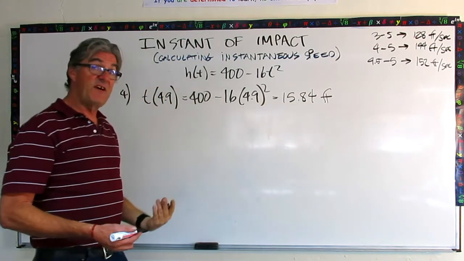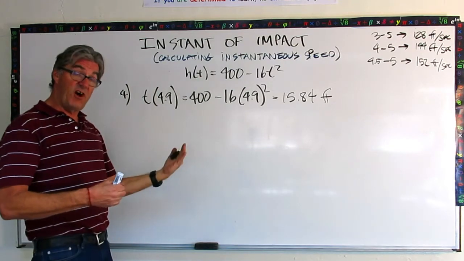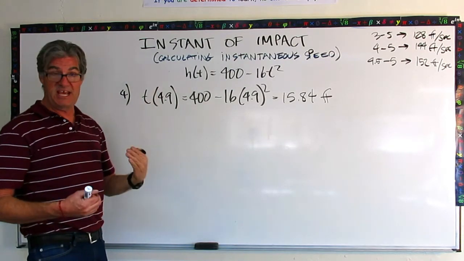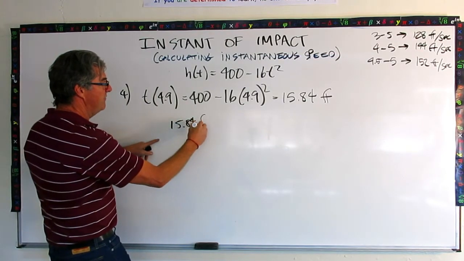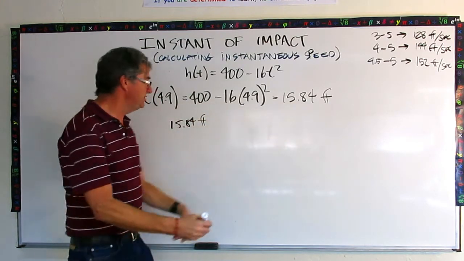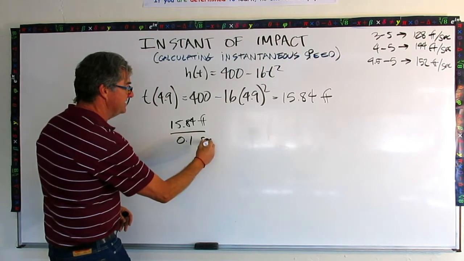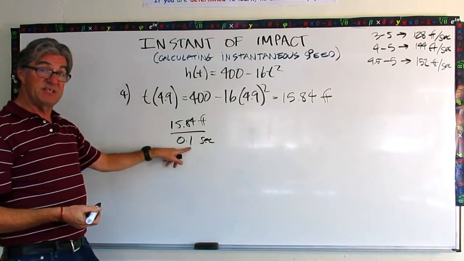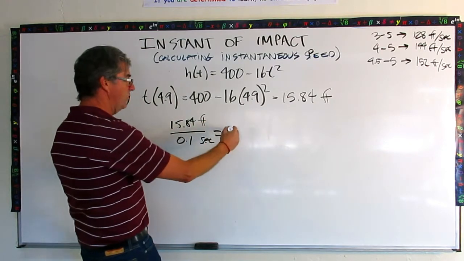Okay? So now to find the average speed during that time, we need the distance fallen divided by the time taken. So the distance fallen is 15.84 feet because that's how high it is above the ground. It's going to fall that distance before it hits. And then we're going to divide it by 0.1 second. That's the distance, the time it takes to fall. This is an easy division to do in your head. Just move the decimal place one to the right.